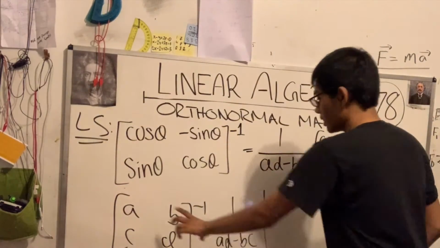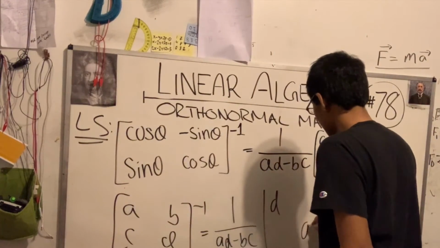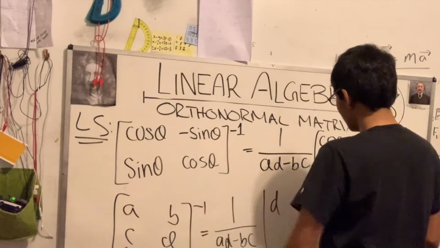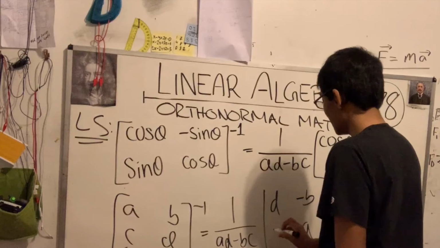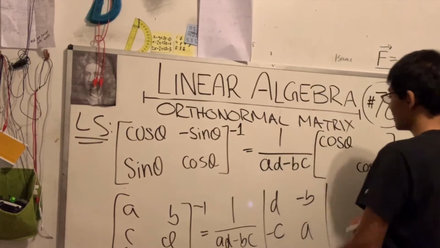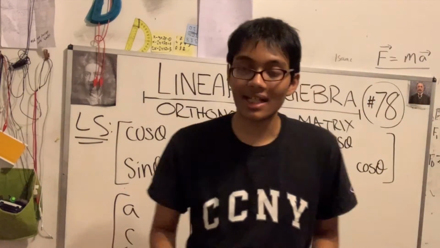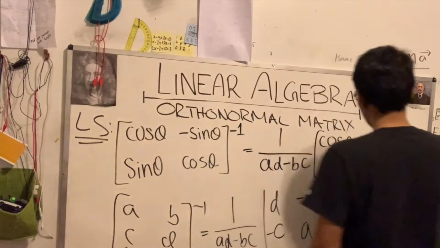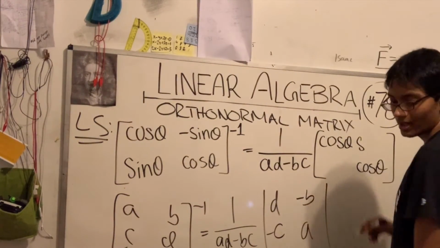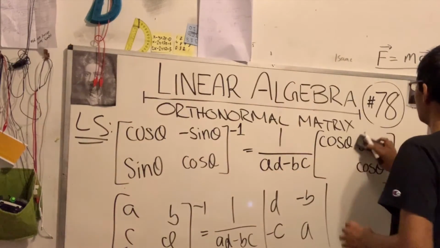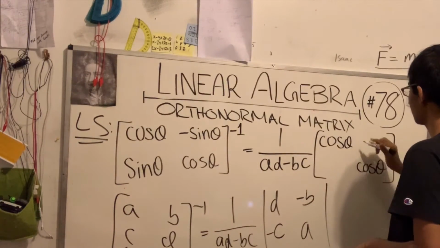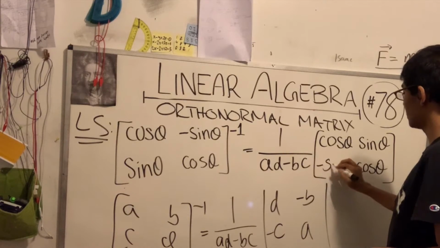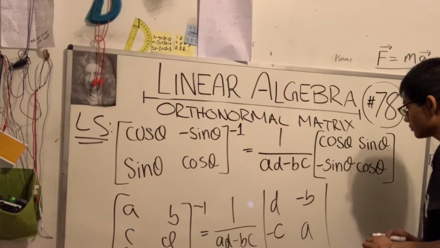what? Well, we're going to flip the main diagonal, so instead of AD we'll have DA, and then we're going to negate the second to main diagonal, so we'll have negative B, negative C. Same exact thing here, so instead of negative sine theta and sine theta, I'll have sine theta and negative sine theta. So it's just a little bit of sign changing and not much else. Sine theta, negative sine theta.